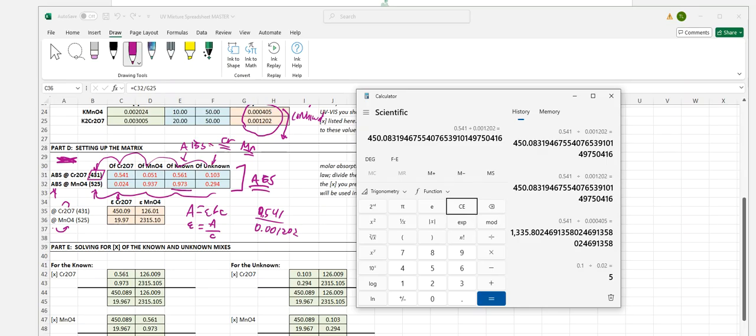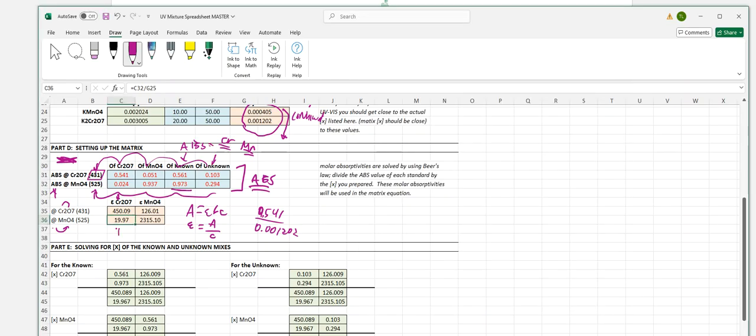So what will happen is that here in this line, 19.97, you do the same thing. You take the absorbance of manganese, right? That's what this is.